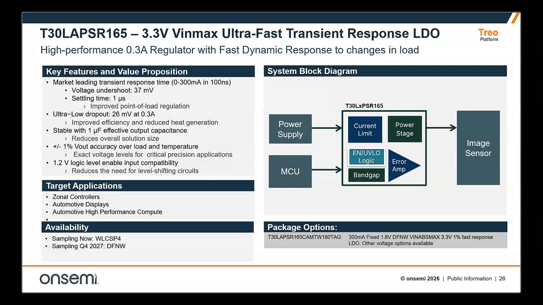It holds output accuracy to within plus or minus 1% across full load and temperature. These are really ideal for precision-sensitive rails. Also in this case, the 1.2 volt logic level enables connecting directly to modern processors and removes the need for any level shifting circuit. We have samples for the CSP 4-pin package, and the DFN package option is going to be ready for sampling in the fourth quarter of next year.